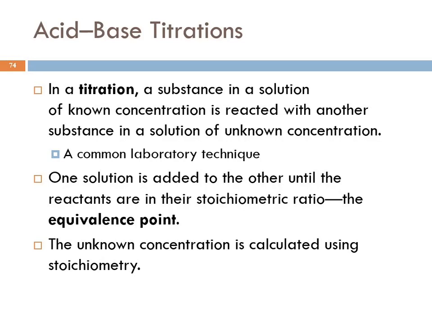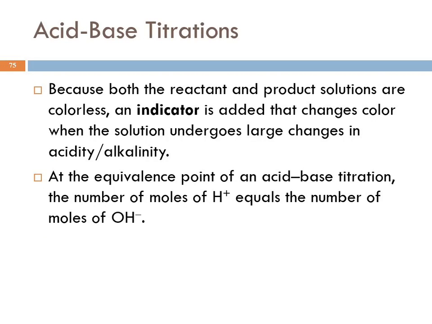So we're going to take these 2 solutions and add them together until we get a stoichiometric ratio. We talked about limiting reactants and how usually there's an excess of one of the reactants. The stoichiometric ratio is where we get just the right amount of both of the reactants, and that's the ratio given by the stoichiometry of the equation. We call that the equivalence point. And we can use the amount of solution added and the concentrations to figure out that unknown concentration.